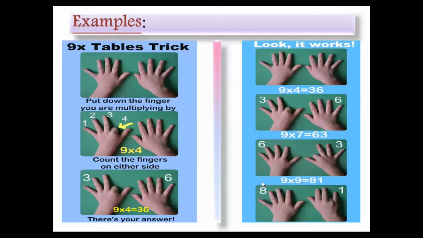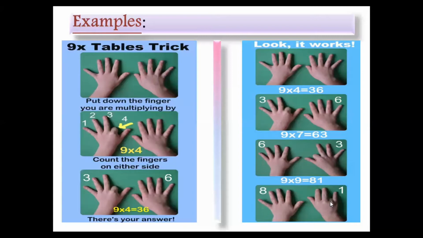Let's take the last example. If I want to get 9 by 9, we start counting from the left hand until we get the 9th finger. Let's start to count: 1, 2, 3, 4, 5, 6, 7, 8, 9. This is the 9th finger. Then you bring down your 9th finger.